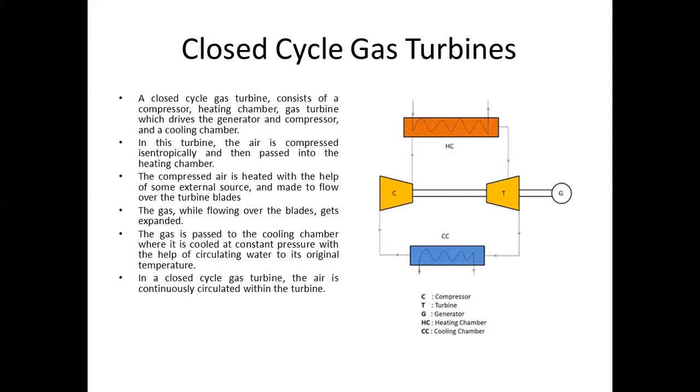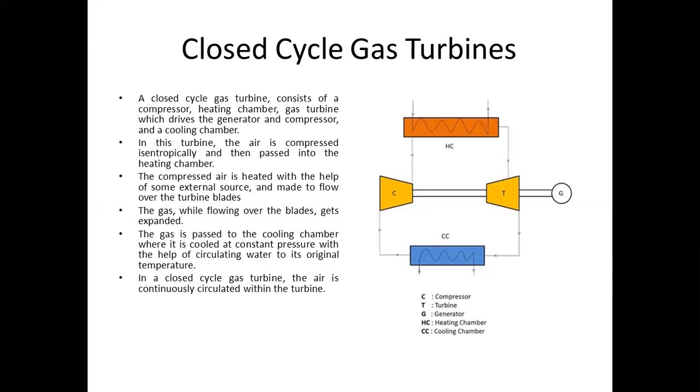Closed cycle gas turbine. A closed cycle gas turbine, in its simplest form, consists of a compressor, heating chamber, gas turbine, which drives the generator and compressor, and a cooling chamber. In this turbine, the air is compressed isentropically and then passed into the heating chamber. The compressed air is heated with the help of some external source and made to flow over the turbine blades.